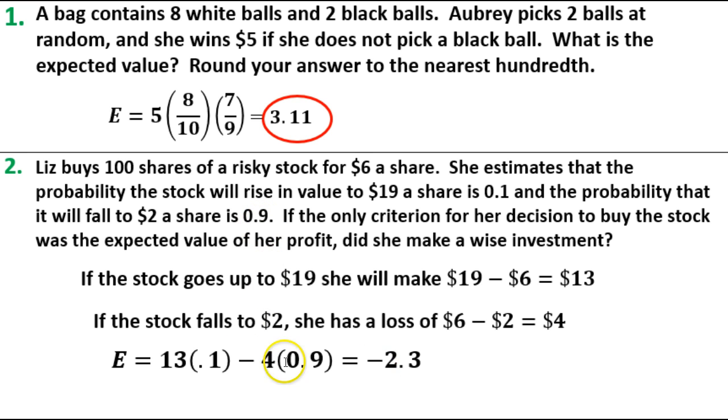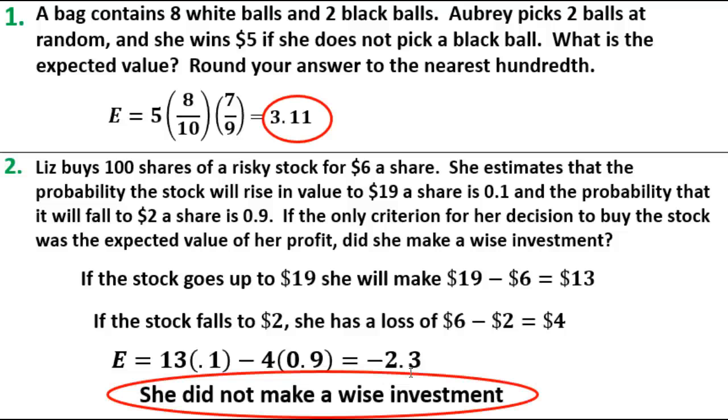Now then, we're going to just simplify that, plug that all into your calculator. You'll get negative 2.3. Her expected value is to lose money on this stock trade. So it does not make sense. She did not make a wise investment with this one.